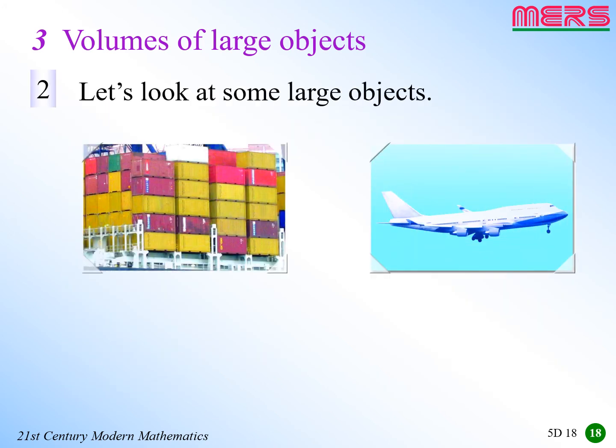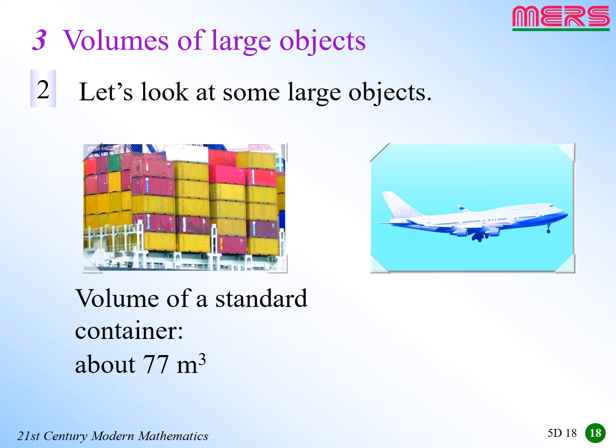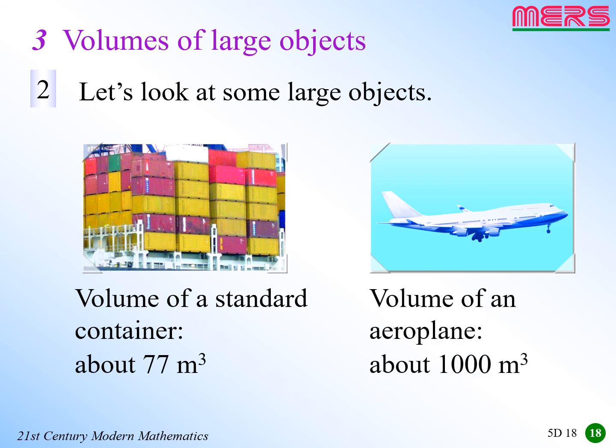Let's look at some other large objects. The volume of the standard container is about 77 cubic meters, and an aeroplane is about 1000 cubic meters.